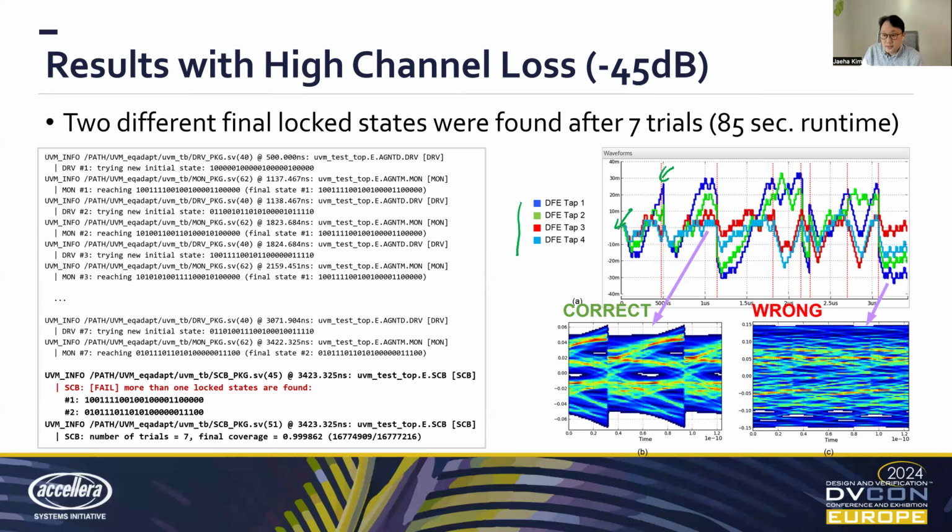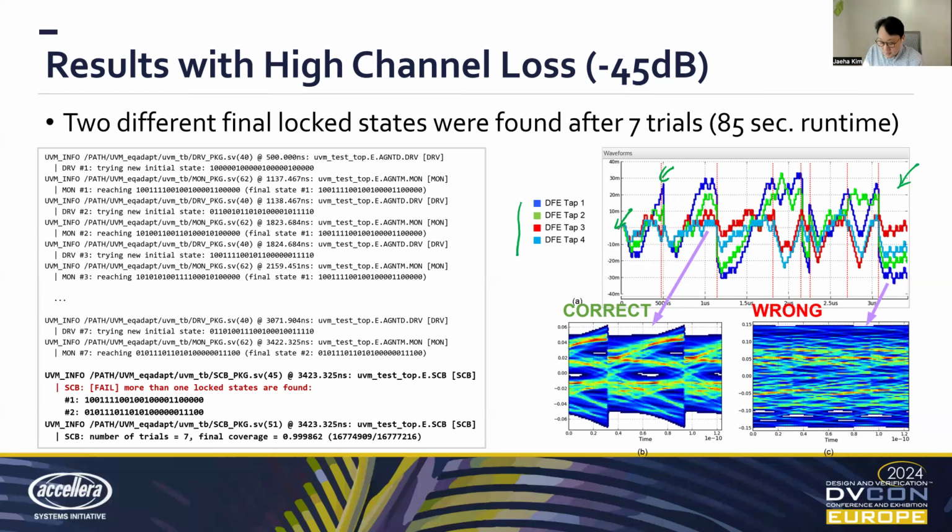Okay. So for the first 6 trials, the UVM Testbench found that they all converged to the same final state. Things seem to be fine. And for the last trial, the 7th trial, it has discovered that the system converged to a different final state to the one that has been seen before.